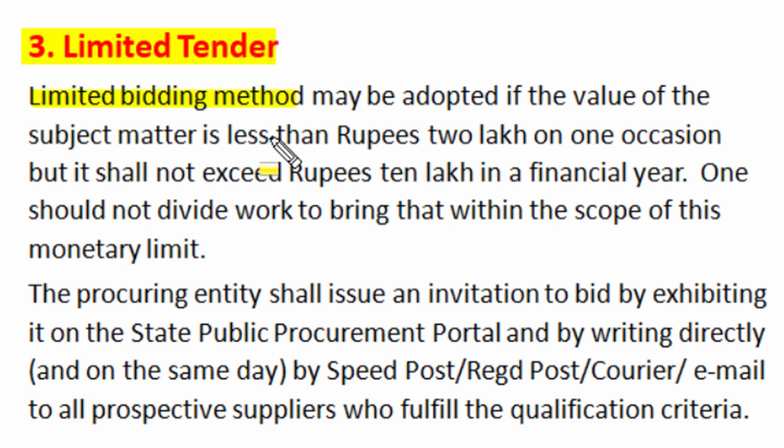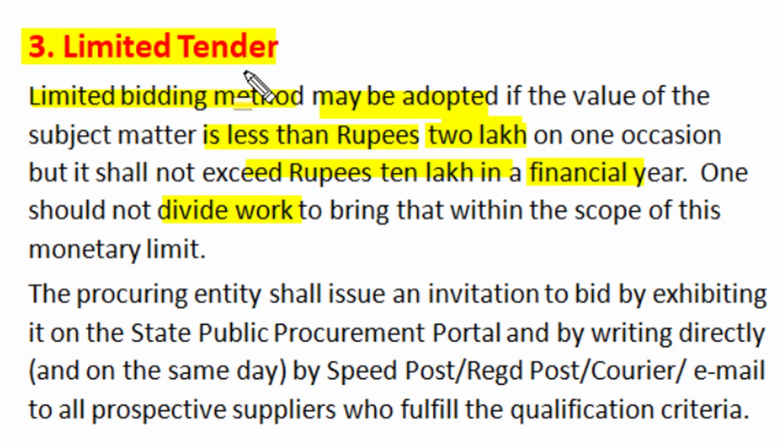This limited bidding method may be adopted if the value of procurement or subject matter is less than rupees 2 lakhs on one occasion, and it shall not exceed rupees 10 lakh in one financial year. Now these monetary limits will not exist on private procurement. They exist only on the public procurement process. In public procurement, it is also mentioned that one should not divide work and bring the cost amount to less than 2 lakh just to get the advantage of the limited tender procedure. If the amount is more than 2 lakhs, one should go for the open tender procurement process.